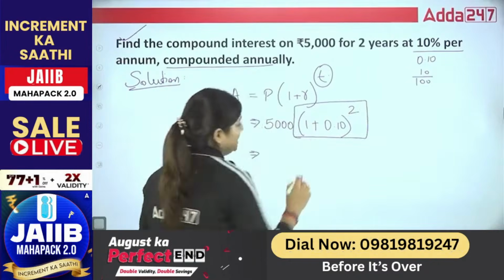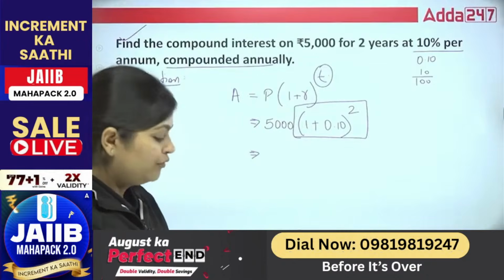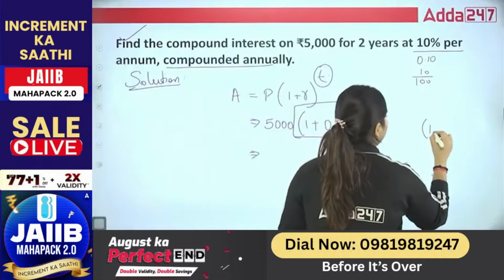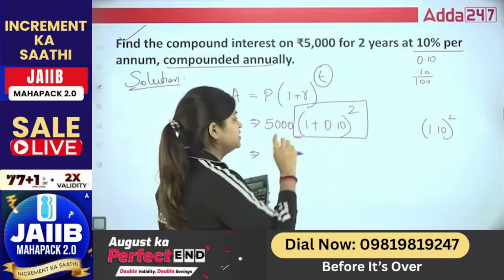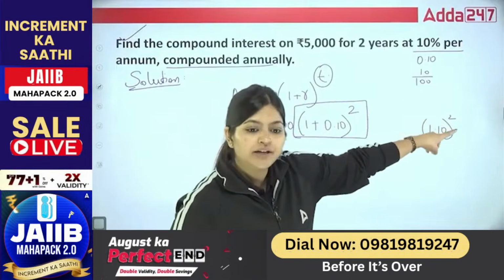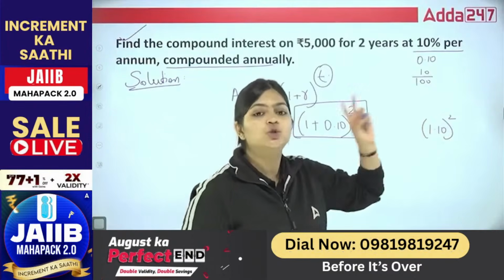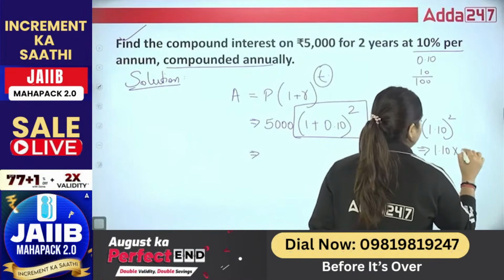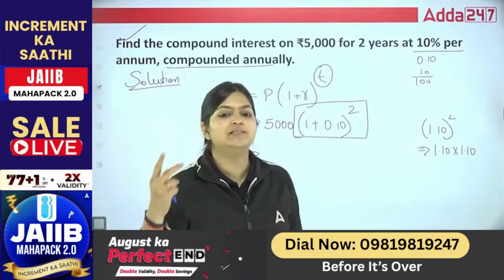Now how to solve this part? Let me explain with the calculator. See, whatever is in the bracket, they are giving 1.1 to the power 2. If you add these two things, 1 plus 0.10, to the power 2, it means we need to calculate the square. We need to multiply this 1.1 two times, 1.10 into 1.10. For calculating a square, we multiply the same thing two times.